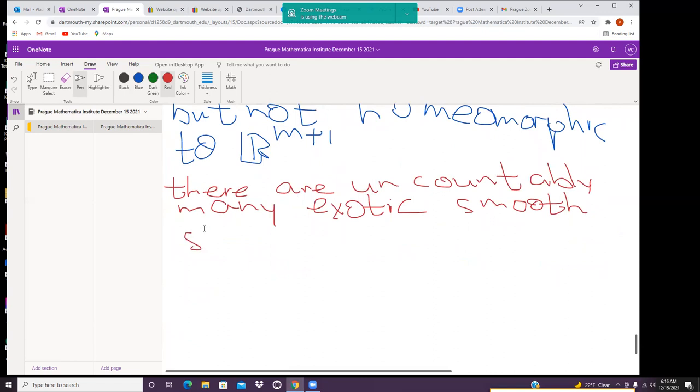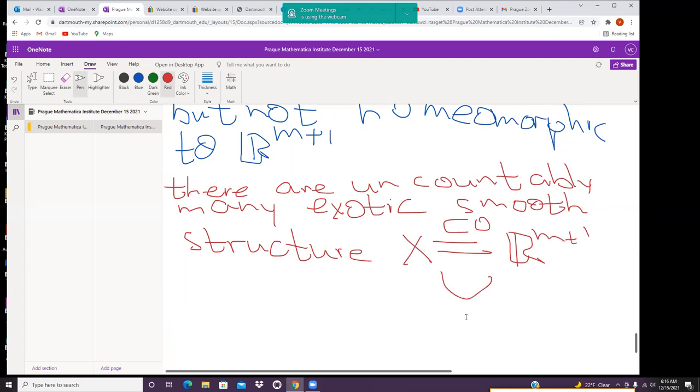So what does it mean? It means that your manifold could be smooth and it could be homeomorphic to R^{m+1} with a canonical smooth structure, but it is not diffeomorphic to R^{m+1}. So the first such examples were, I believe, invented by Donaldson. There are many. There is a wonderful article by Gompf, which showed that there are uncountably many such examples.